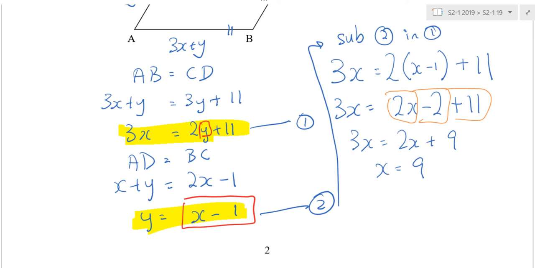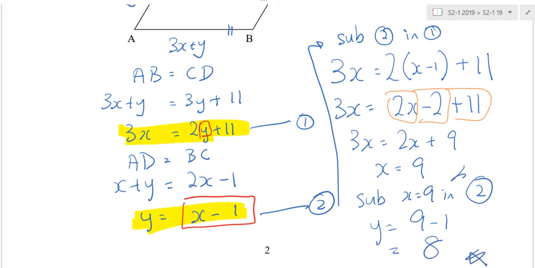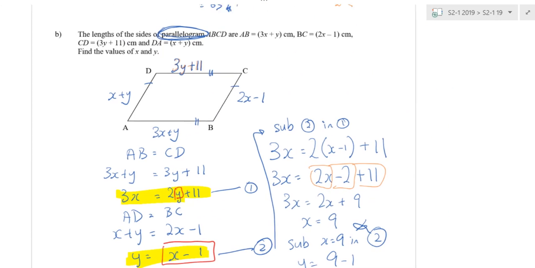How do I find y? Sub x equals to 9 in 2. Y equals to 9 minus 1 equals to 8. Exam like that, 4 marks.